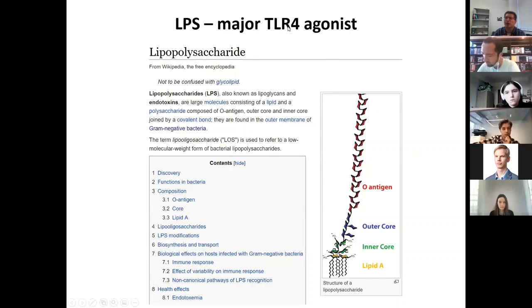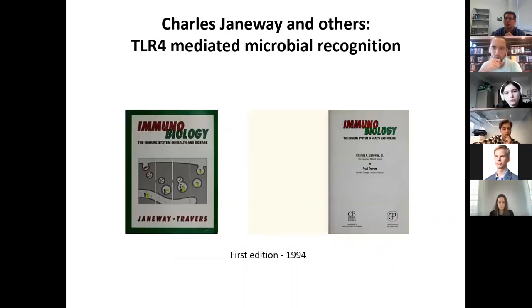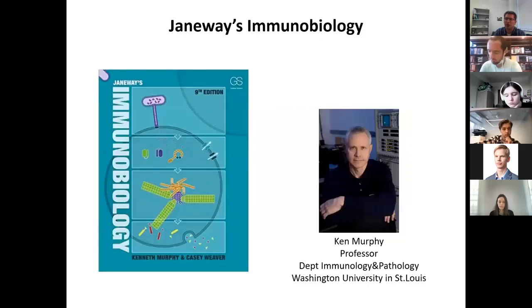TLR4 is a receptor, toll-like receptor, which was first found in the fruit fly, in Drosophila. So Janeway was also the first person, well, not the first person to write a book, but he wrote this very nice conceptual textbook, first edition in 1994, Janeway's Immunobiology, which has since become a Bible and a classical textbook for anybody studying immunobiology. And it has survived 10 or 11 editions now. I think the 10th edition is the current one, and this is a picture from last year.